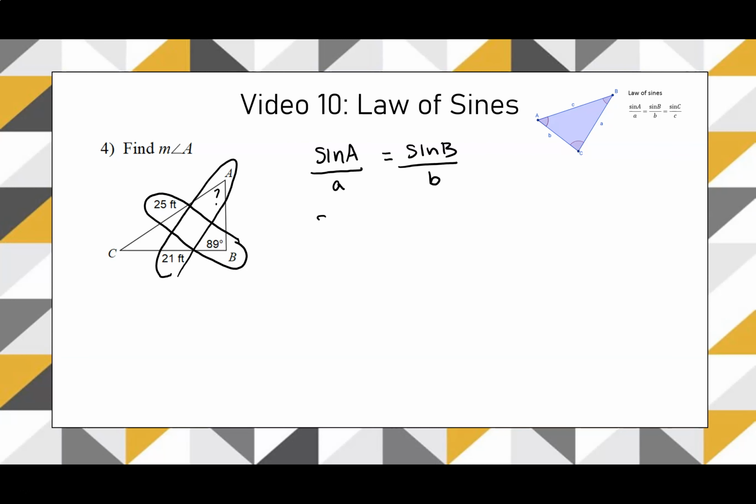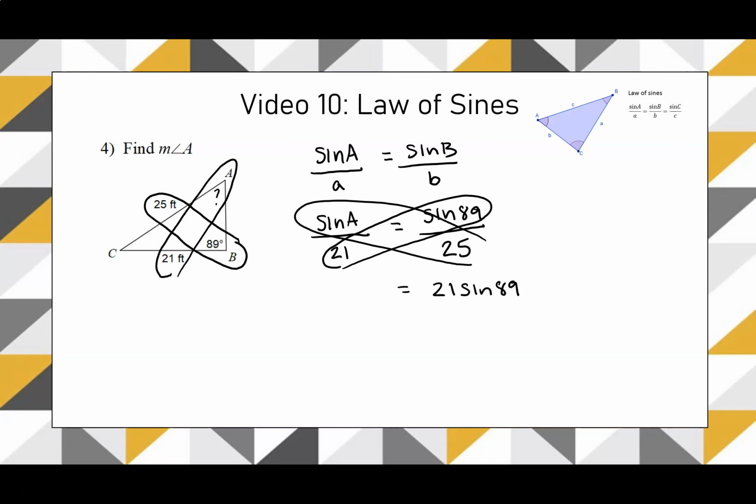Okay, plugging in, I'm looking for sine A, so it's just going to be sine A, and the side opposite that angle is 21. And then I've got sine B, which is sine of 89 over 25. Really what we have here is a proportion, right? It's basically proportional to the angle that you're given. Let's go ahead and cross multiply. So cross multiplying here, I get 21 sine of 89. Cross multiplying here, I get 25 sine A. I divide by 25 on both sides now, just to get sine A by itself.